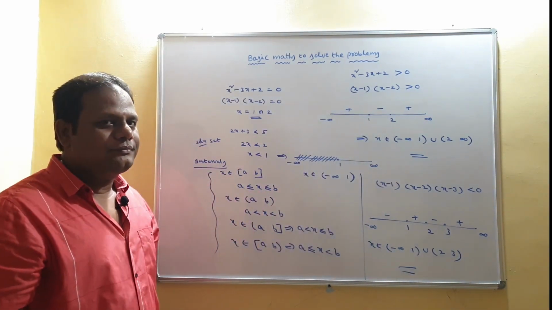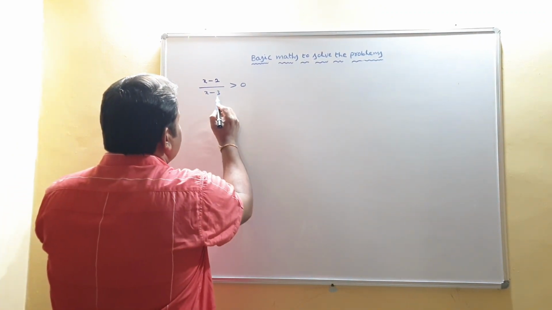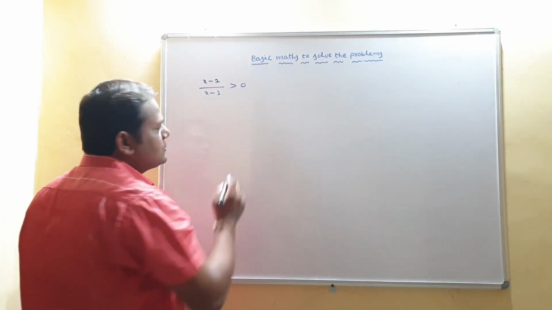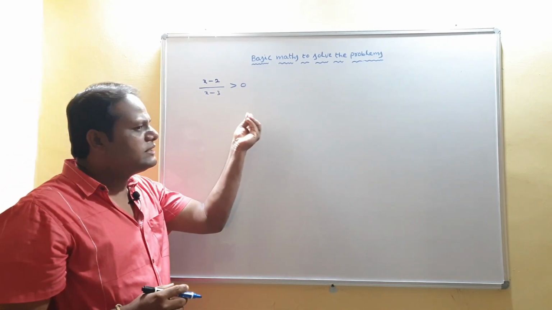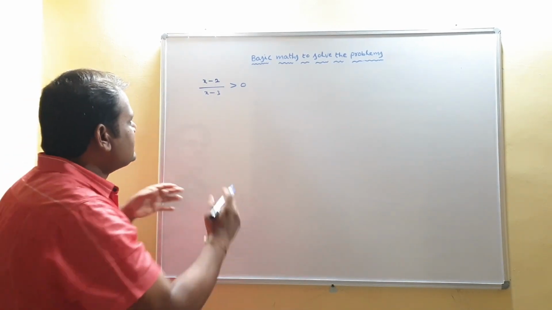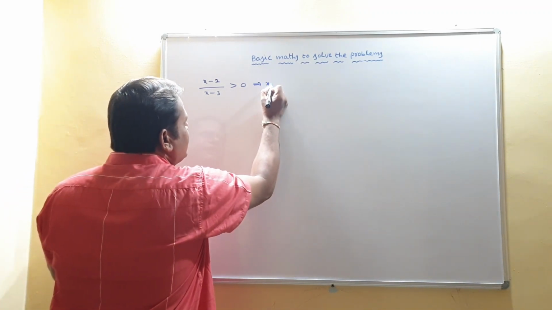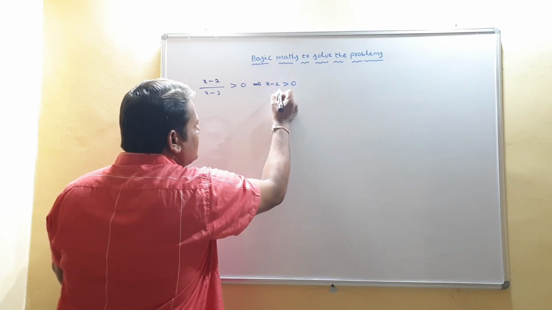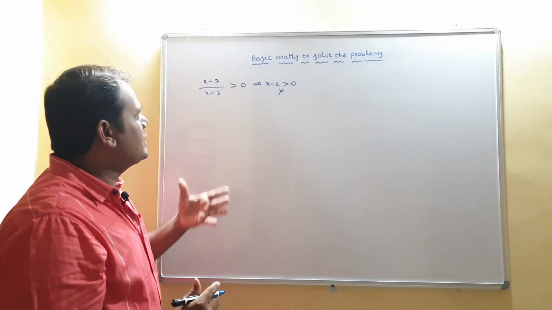Have a note. Suppose the problem is (x minus 2) by (x minus 3) greater than 0. We have to solve this. Many of the students commit a mistake. They do cross multiplication and write x minus 2 greater than 0. That is wrong. Many of the students do this type of mistake.